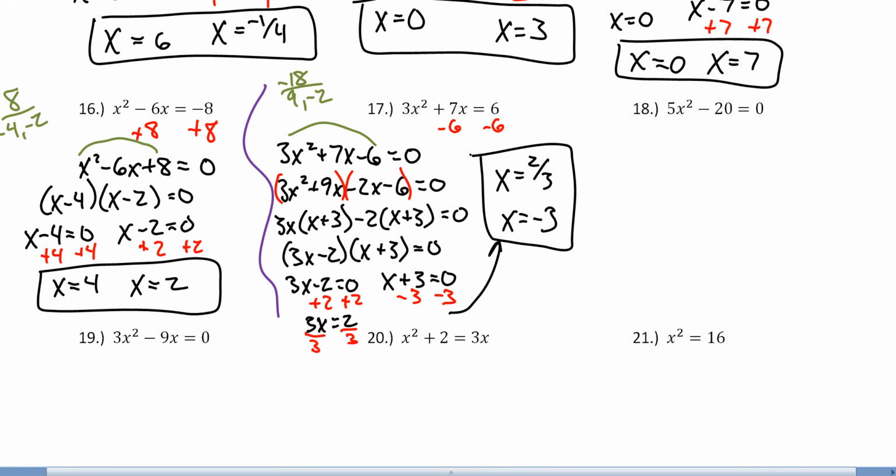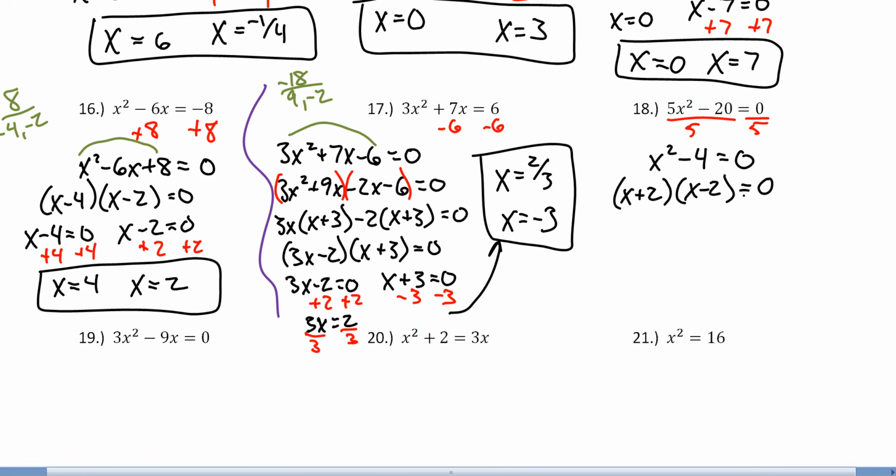Okay, and that's it. The next one, same kind of thing. The only thing here is I noticed that they're each divisible by 5 first. So I'm just going to go ahead and divide each side by 5. So I divide each side by 5, which with my distributive property here ends up giving me x squared minus 4 equals 0. And now hopefully I recognize x squared minus 4 as a difference of squares. So that factors into conjugates, x plus 2 and x minus 2.